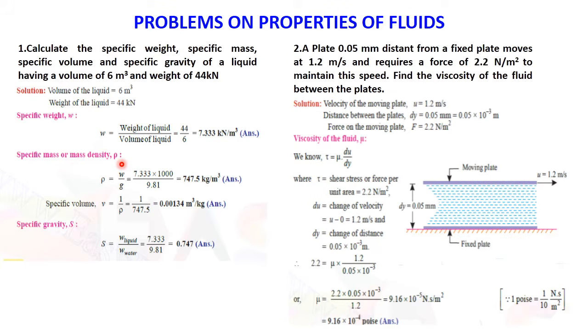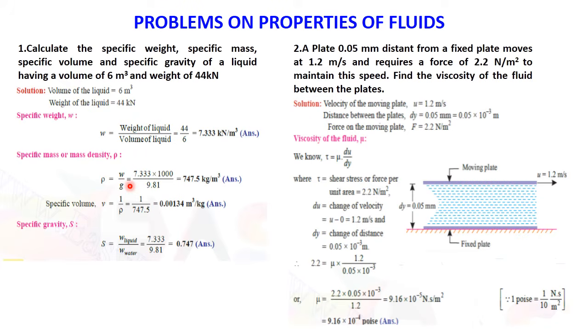Now what is specific mass here? Specific mass is nothing but the density. So we are already having this specific weight value. So we know that the formula for specific weight is also W is equal to rho g. So with the help of rho g, we can find the value of the density, that is mass density rho. So W is equal to rho g. So rho equal to W divided by g.